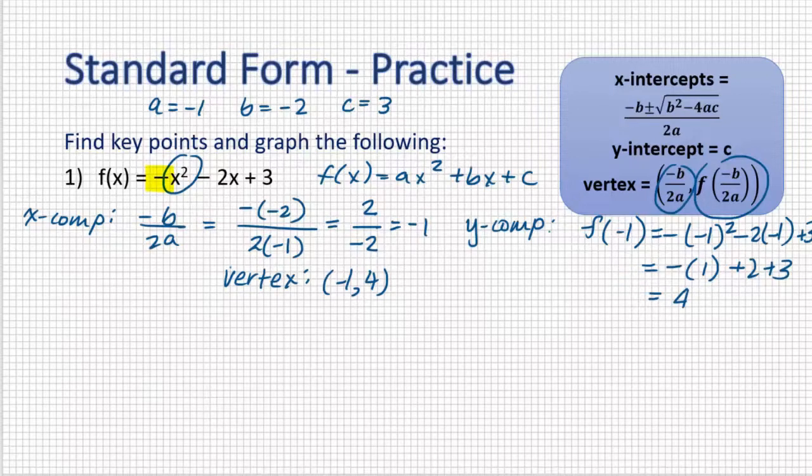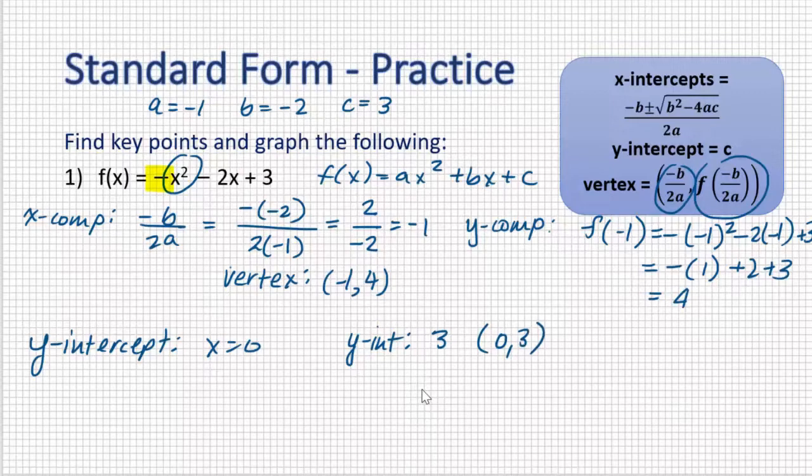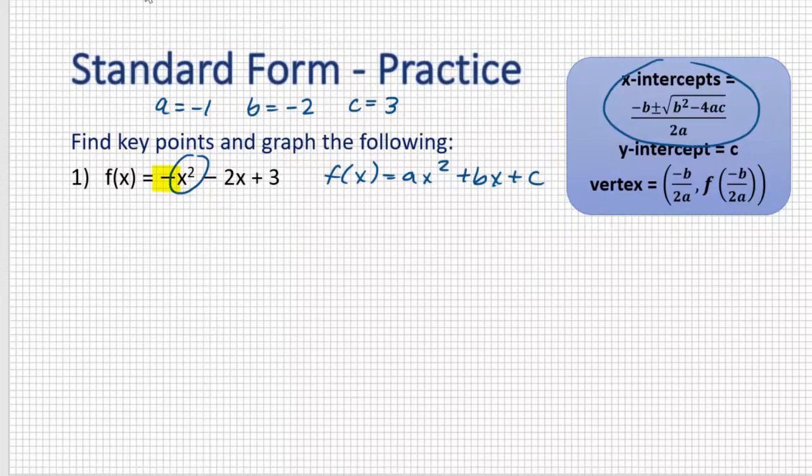Let's find the y-intercept. The y-intercept occurs when we set x equal to 0. As a result, the y-intercept is equal to c, or positive 3. As a coordinate pair, this is the point 0, 3. Next, we'll find the x-intercepts.